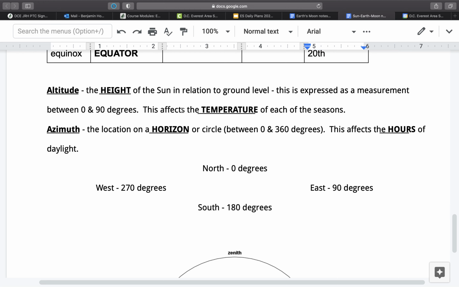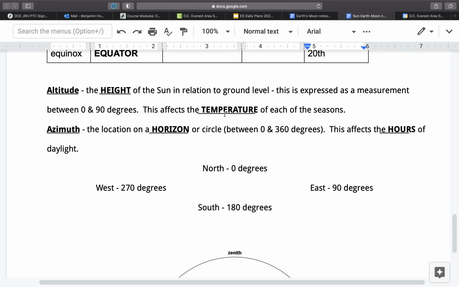Changes in solar altitude, basically the higher it gets, the higher the air temperature tends to get. And solar azimuth, we talk about in terms of how wide or narrow it is. When you have a wider solar azimuth, that means the location where the sun rises and sets is further apart. That extends our hours of daylight, whereas in other parts of the year, the solar azimuth is very narrow. That means the location where the sun rises and sets is much closer together. That reduces our hours of daylight.